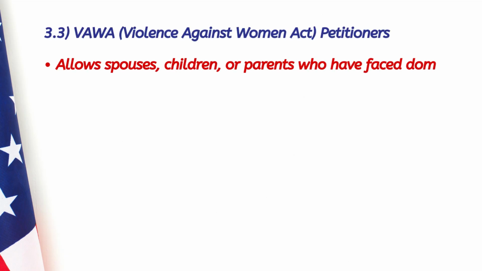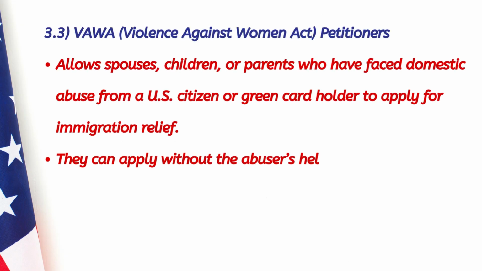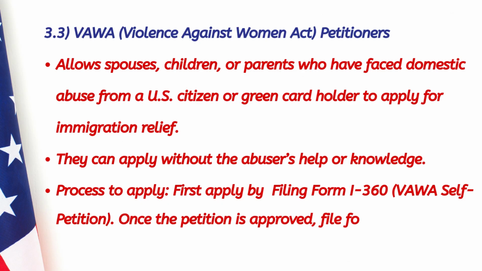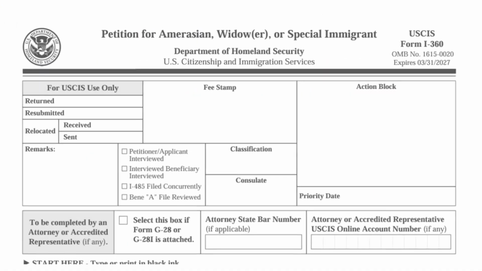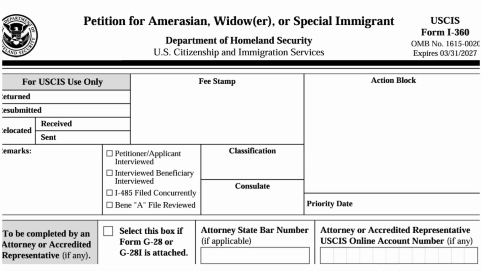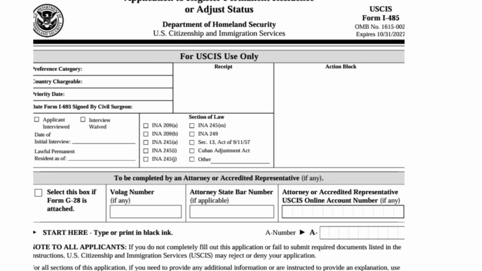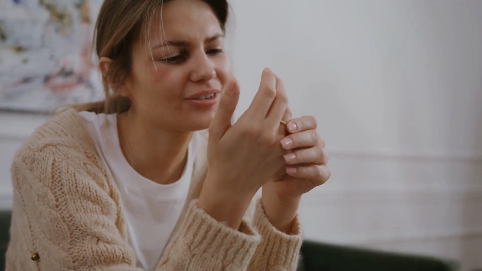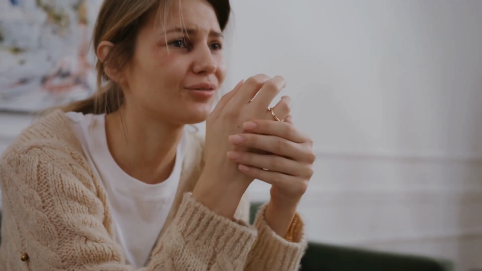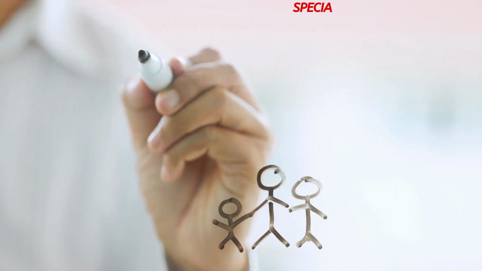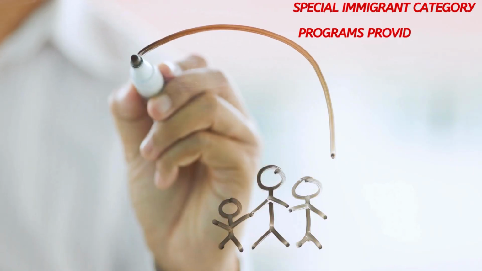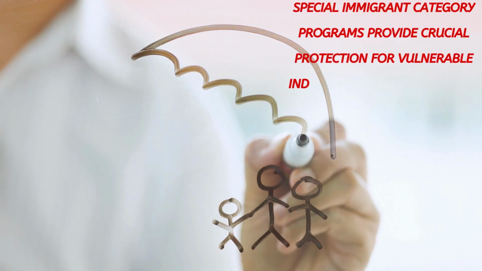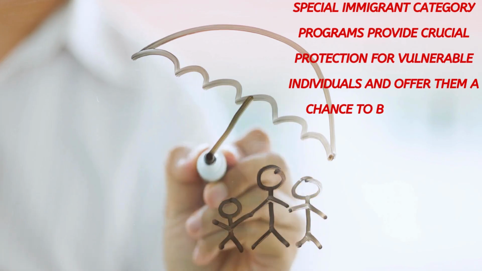Another category is Violence Against Women Act petitioners. Now, this allows spouses, children, or parents who have suffered domestic abuse from a US citizen or green card holder to apply for immigration relief without the abuser's help or knowledge. These programs provide crucial protection for vulnerable individuals and offer them a chance to build a safer future in the United States.